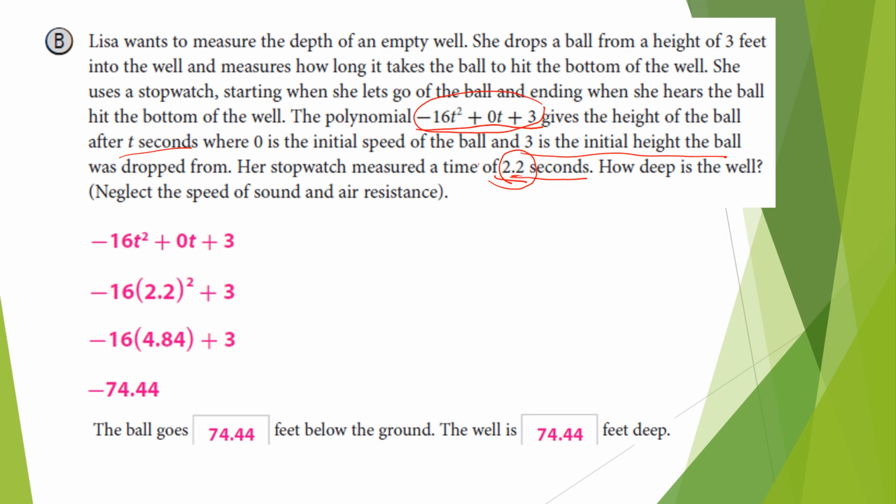So negative 74.44 is the result after we add the 3. Okay, so the ball goes 74.44 feet below the ground. The well is 74.44 feet deep.